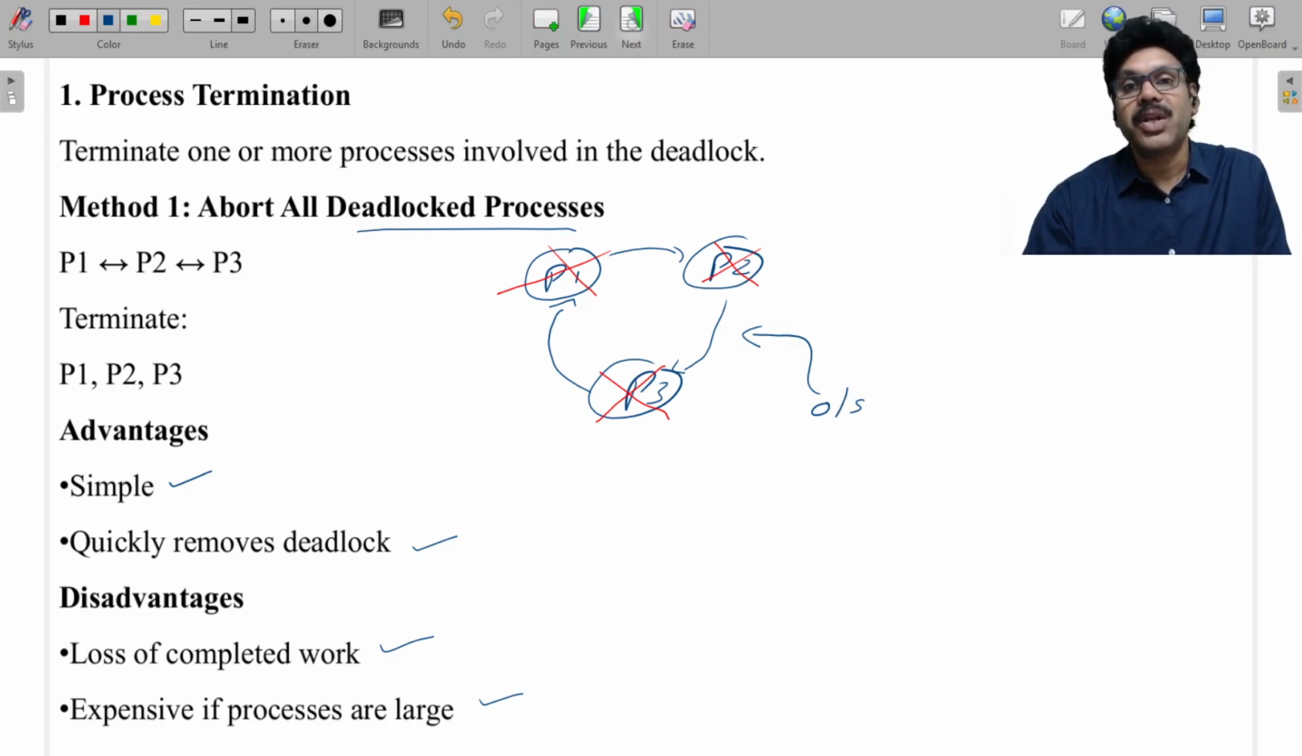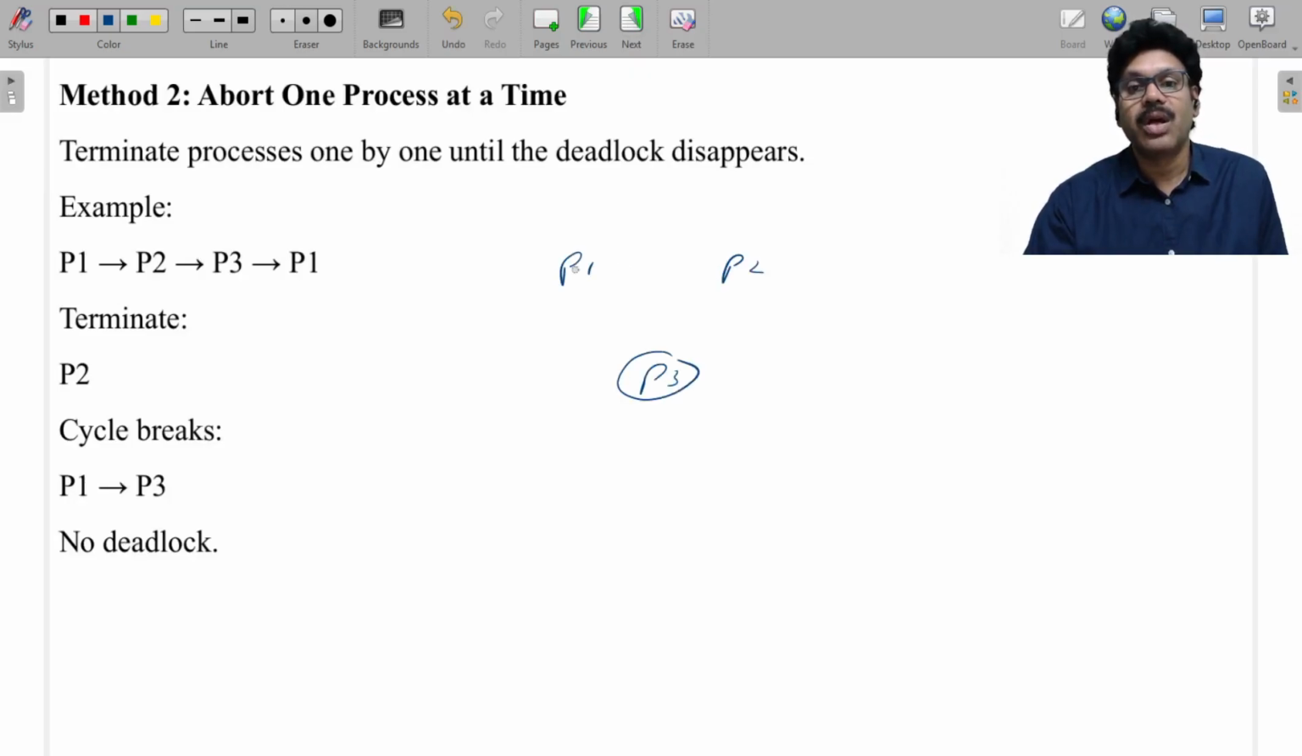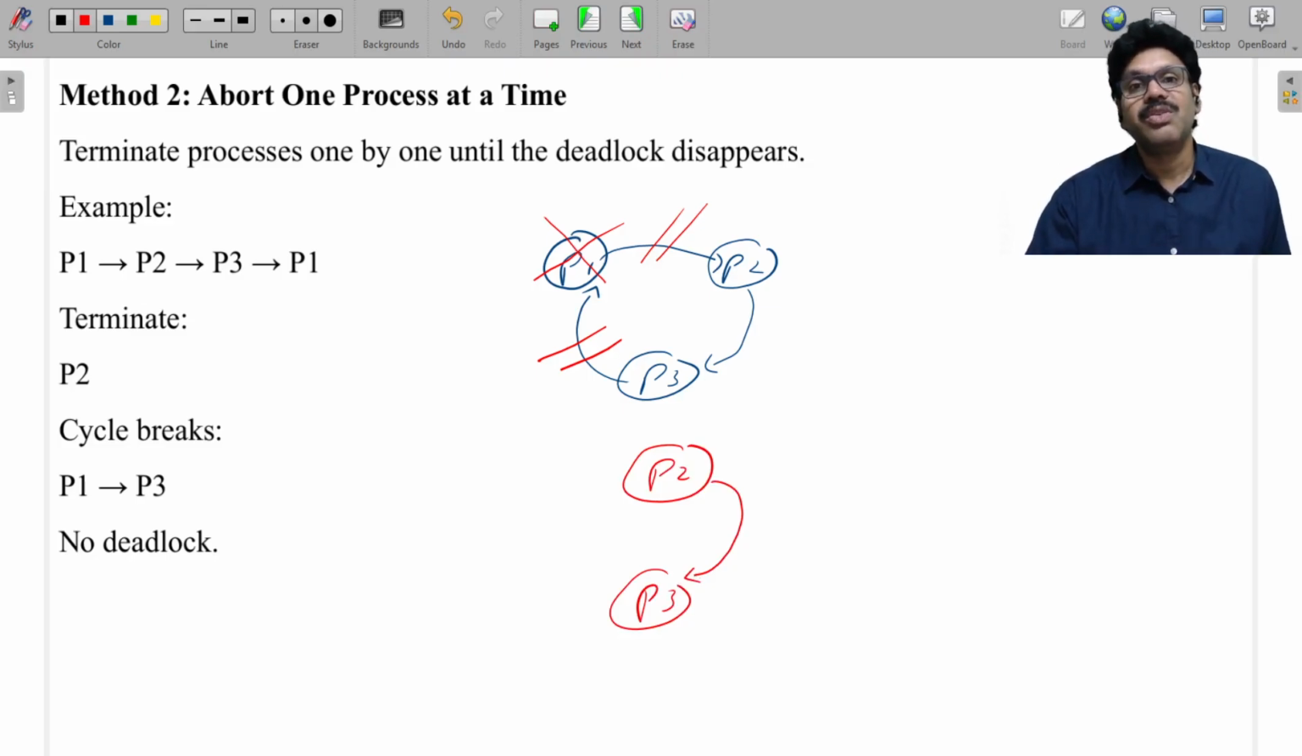So instead of that, better you terminate one process at a time. Out of the three processes, if you remove at least one or two among them, the deadlock can be removed. There is a cycle among them. Instead of killing all three, better you kill one process. Then this edge is broken and this edge is also broken, because this process is not there. The rest of the processes, P2 and P3, are alive. So instead of killing all the processes, better you choose which process you would like to kill.